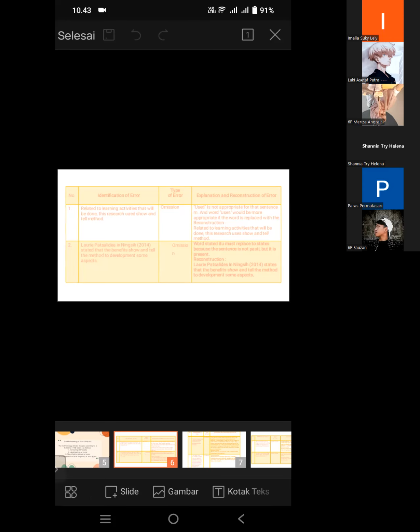Second, Laurie Patsalides in Ningsi 2014 state the benefits show and tell the method to development some aspect. Type of error, omission. Explanation, the word state must be replaced with states because the sentence is not past but present. Reconstruction: Laurie Patsalides in Ningsi 2014 states that the benefits show and tell the method to development some aspect.